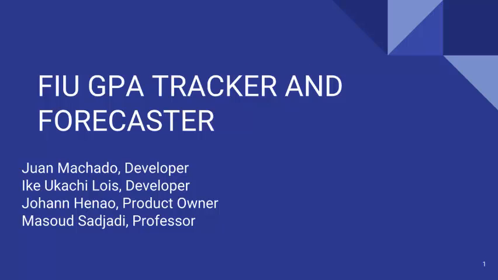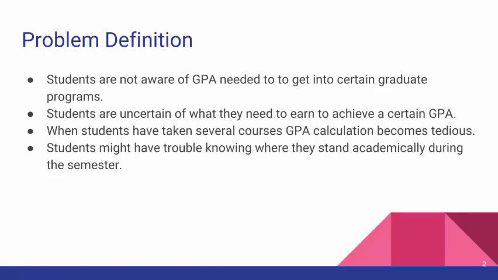We are here to introduce the FIU GPA Tracker and Forecaster. The main point of this program is to help students succeed by providing them with tools that will automate the calculation of grades and GPA needed for a specific program, to help them understand how they are doing and to motivate them to do better.